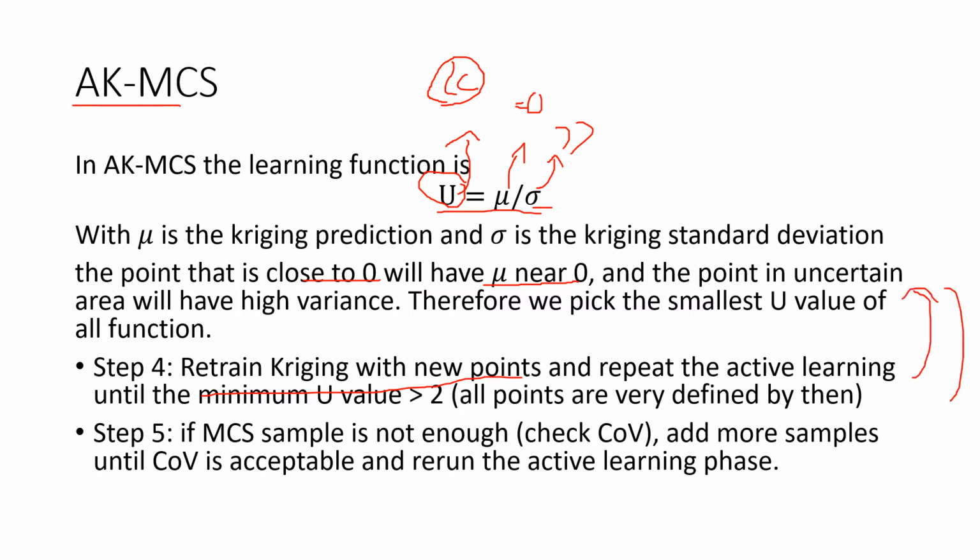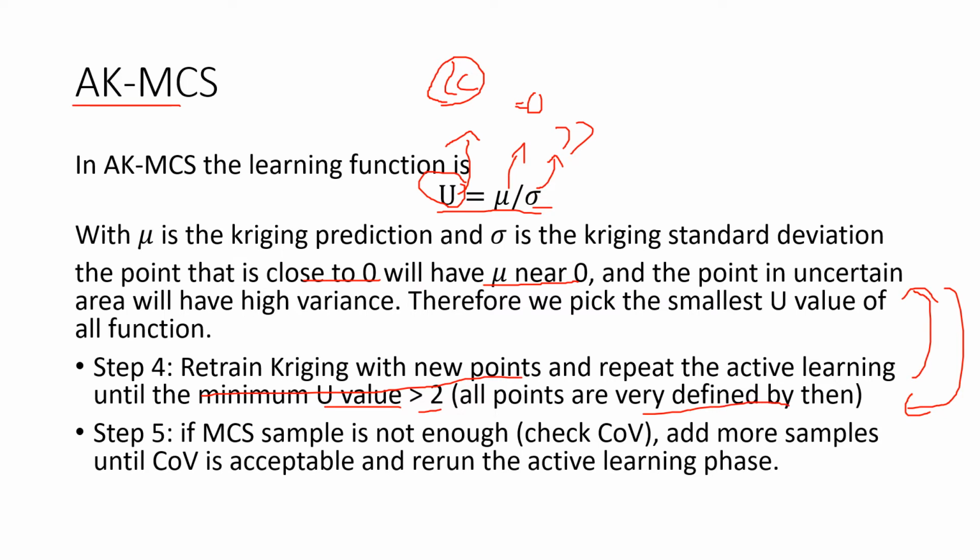So this will repeat again and again until all of them pass a certain threshold. In this case, the U function must be larger than 2. If it's all larger than 2, then the limit state function is considered to be well defined.